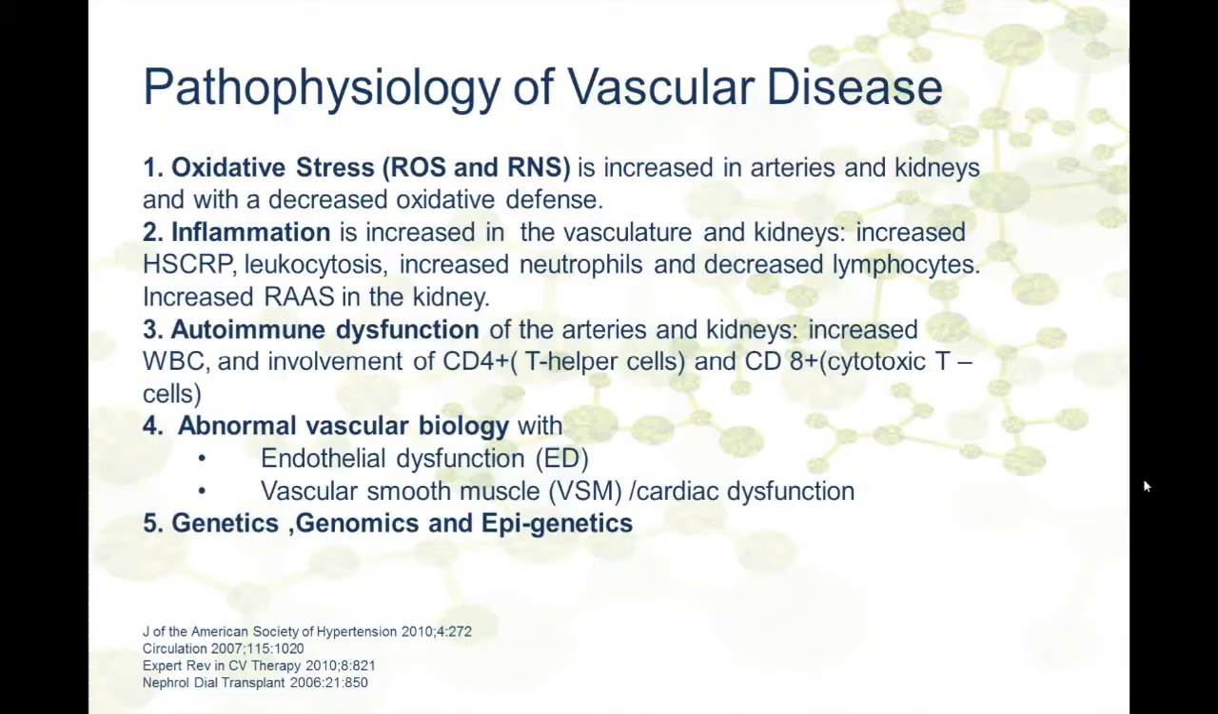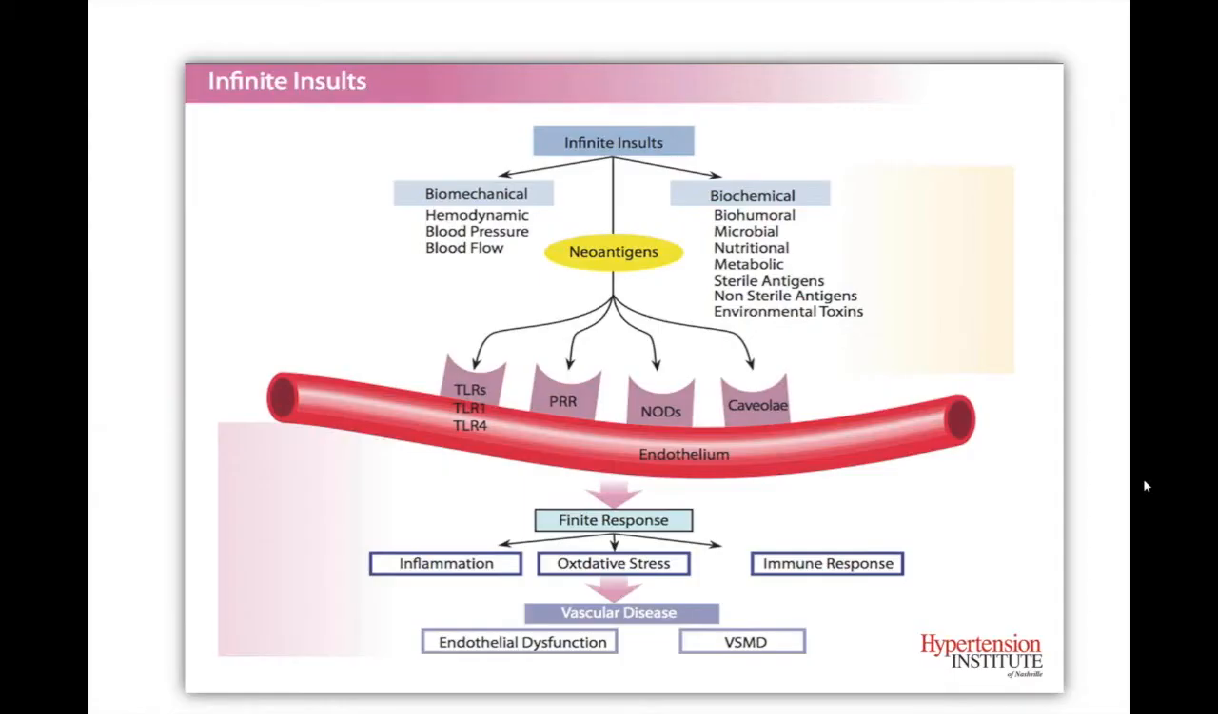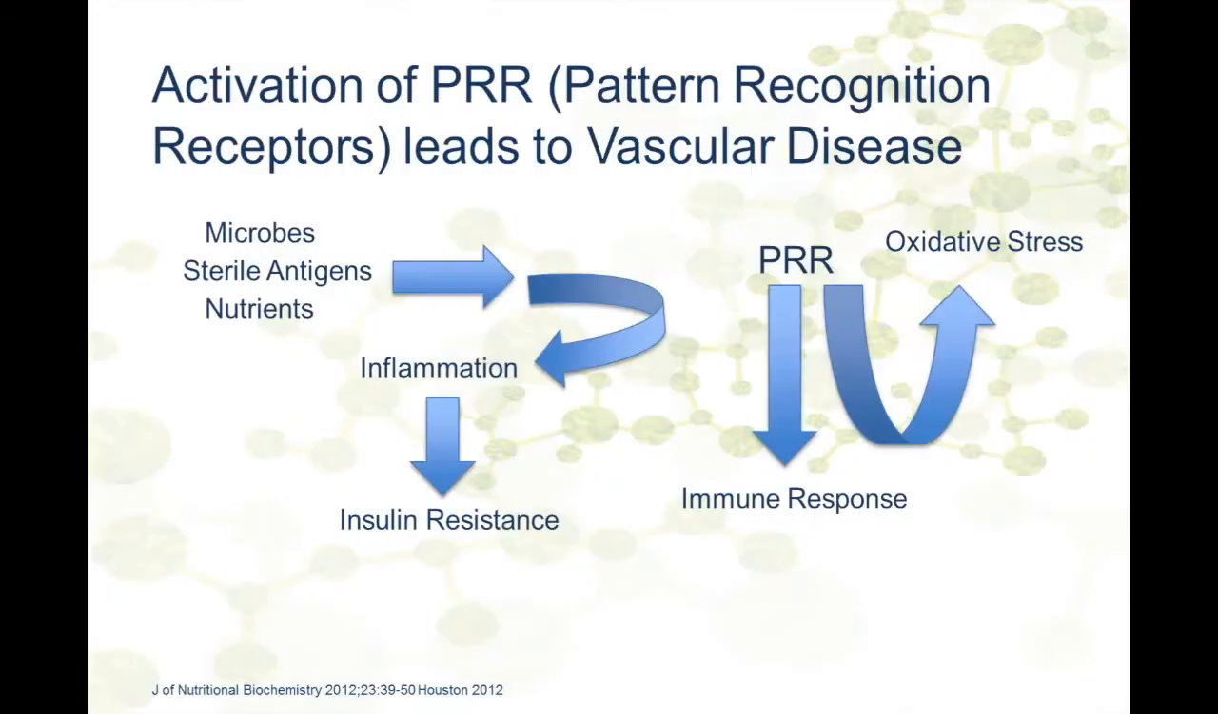And you really can divide this into two major groups. The biomechanical side, which is blood pressure and hemodynamics, and on the other half is the biochemical, which would be, you know, microbes, nutritional problems, metabolic changes, and sterile antigens. Now, all of these things can directly attack the blood vessel through different receptors. And there's at least 4 receptors that you need to be aware of. One is the toll-like receptor, or TLR. The second is the NOD receptor, and those are both under the same group of receptors called pattern recognition receptors, or PRRs. Now, the PRRs, if they're stimulated, create these finite responses, which are inflammatory, oxidative stress, and immune dysfunction.